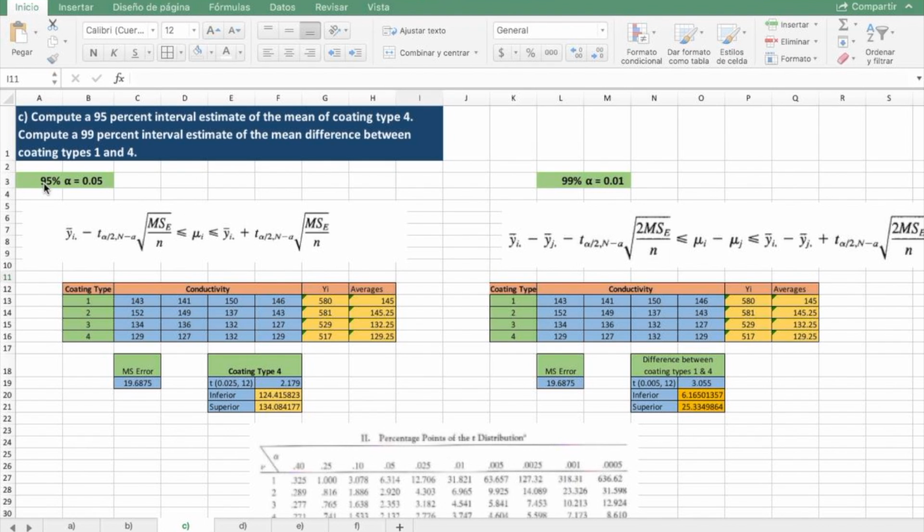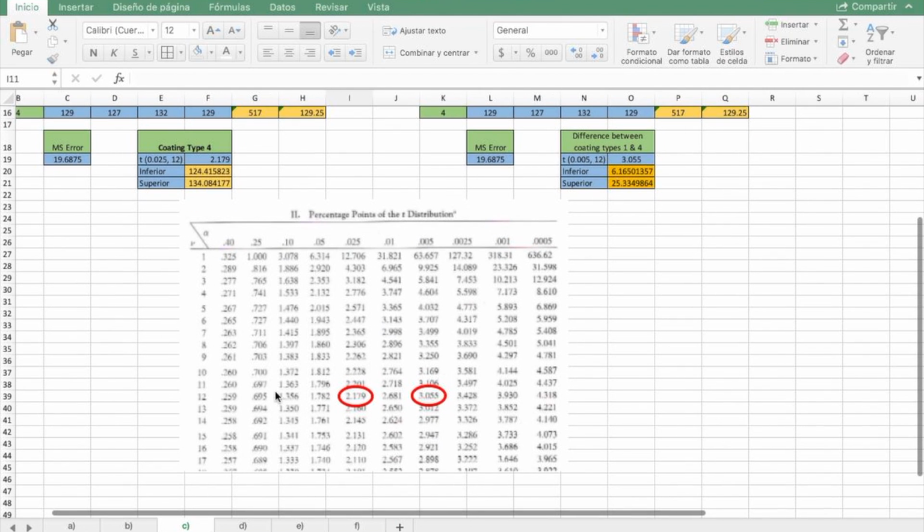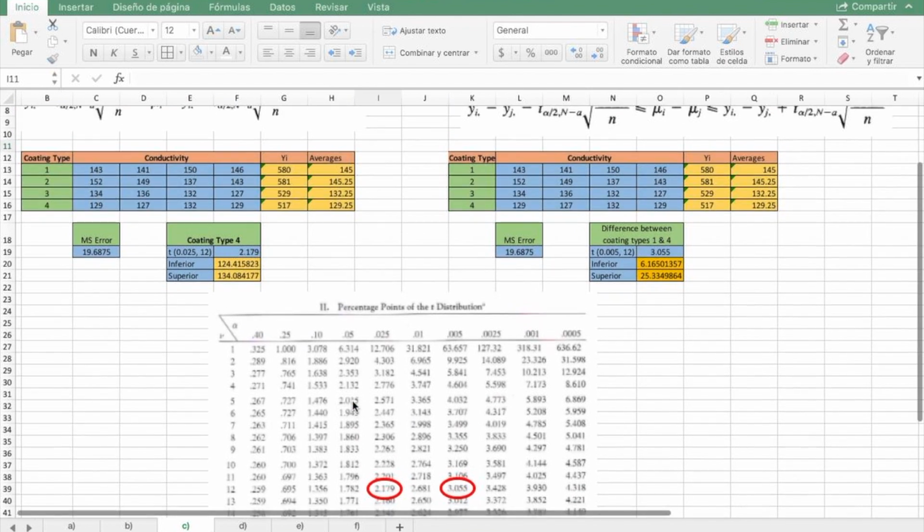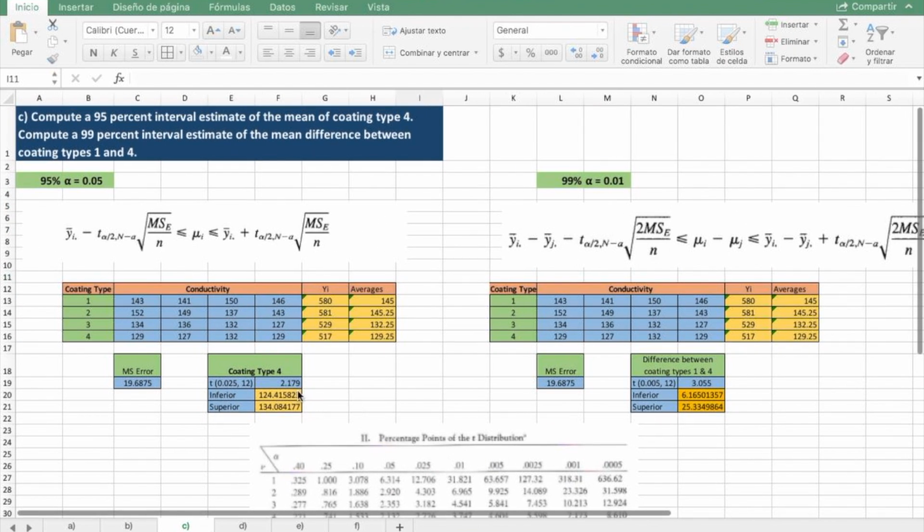First, we're going to obtain the 95% interval. This means that we have an alpha of 0.05. The equation tells us that in the t-table we have to divide alpha by 2, comma, n minus a. In this case, that is 16 minus 4 because we have 4 types of coding. So we go to the table and it's 0.025, comma 12, and this gives us 2.179.